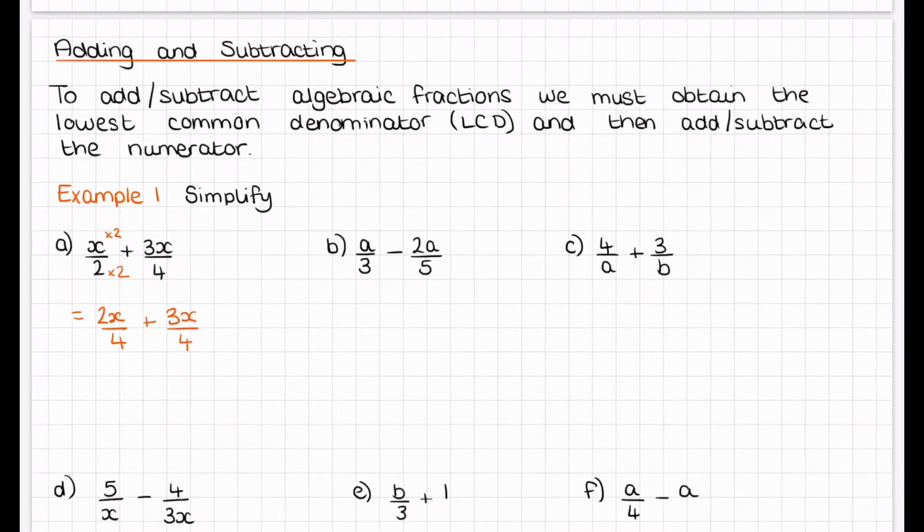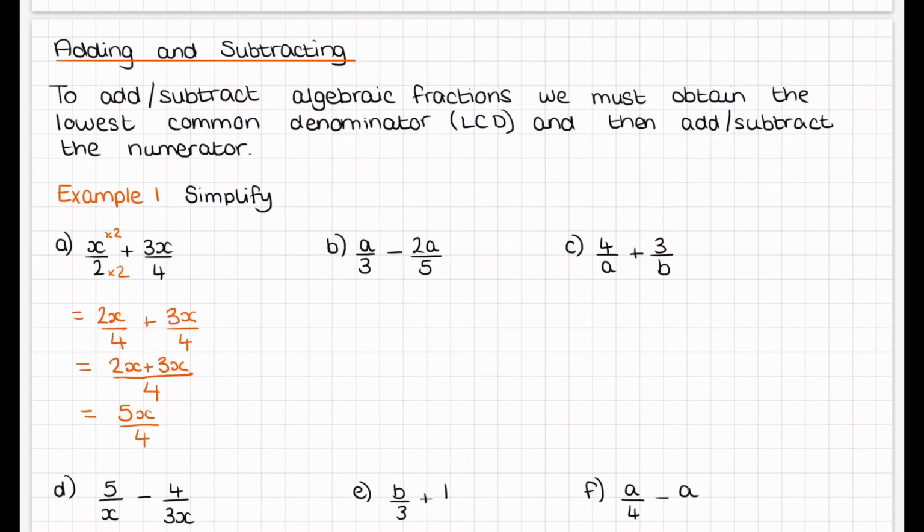Now we have the same denominator, we just add our numerator. So we'll have 2x plus 3x, and then we have all that over 4. And then 2x plus 3x is 5x. And our final answer will be 5x over 4. So remember, when we add fractions, you don't add the denominators. We make the common denominator and that stays the same.